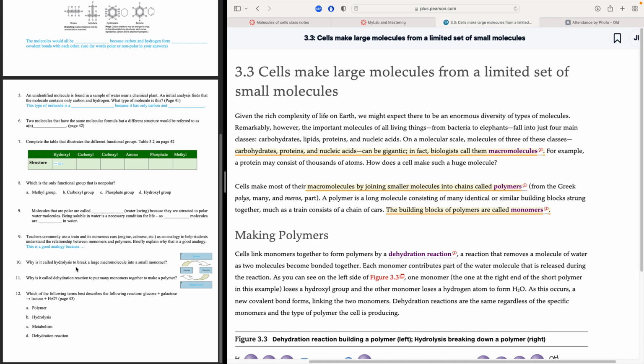Why is it called hydrolysis? To break a large molecule into smaller pieces. So say something like this for number 10. We need the ingredients of water to patch the ends that are broken when you split a molecule in half. Because carbon can't just be hanging out there with 3 bonds, it needs 4 bonds.